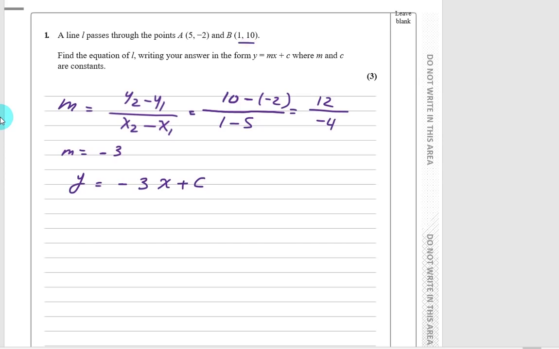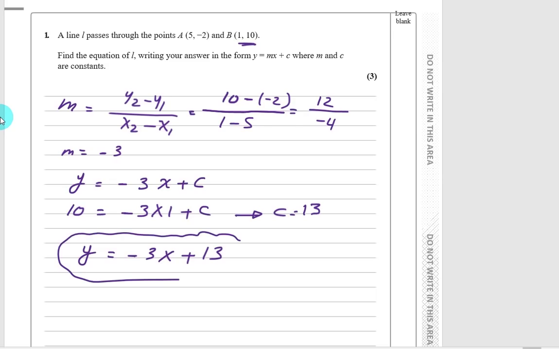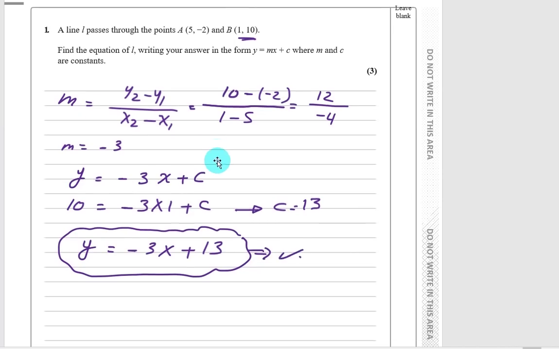Let us use point B. So y equal to 10 at x equal to 1. So 10 equals -3 times 1 plus c. So from here c is equal to 13. So the equation will be y equals -3x plus 13. And this is your answer. Okay, let us go ahead to another question.